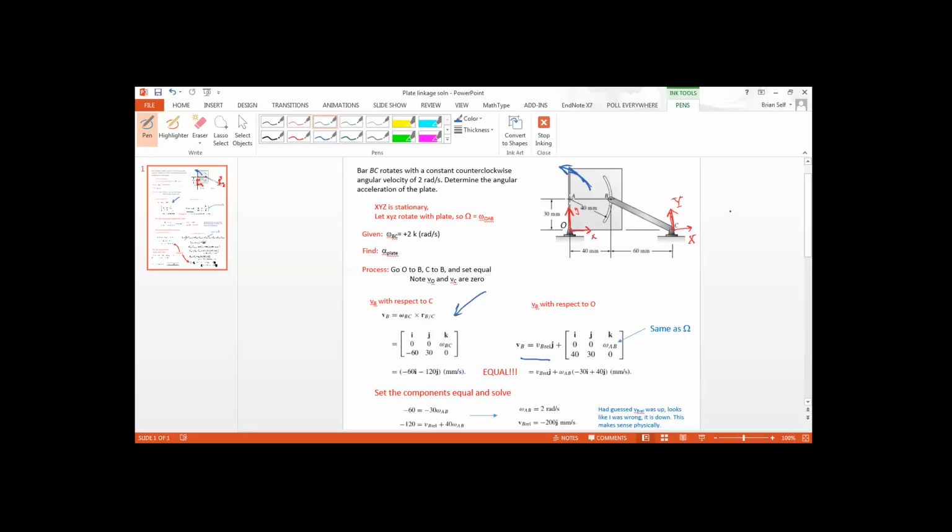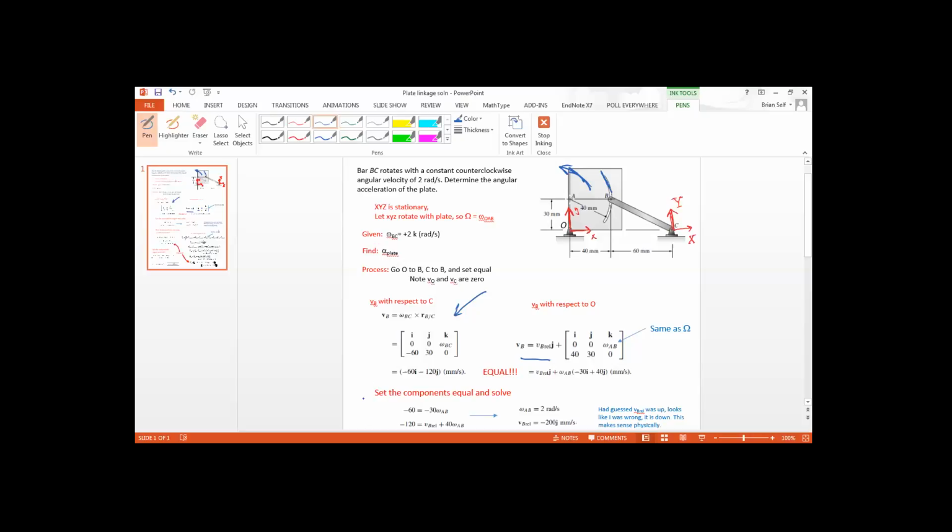So at that instant in time, then the VB rel's got to be tangent, right? So wherever I am on that curve, if I was way up here, then the VB rel would have to be in that direction, right? If I'm going in a circular path, then the velocity is tangent to that path.